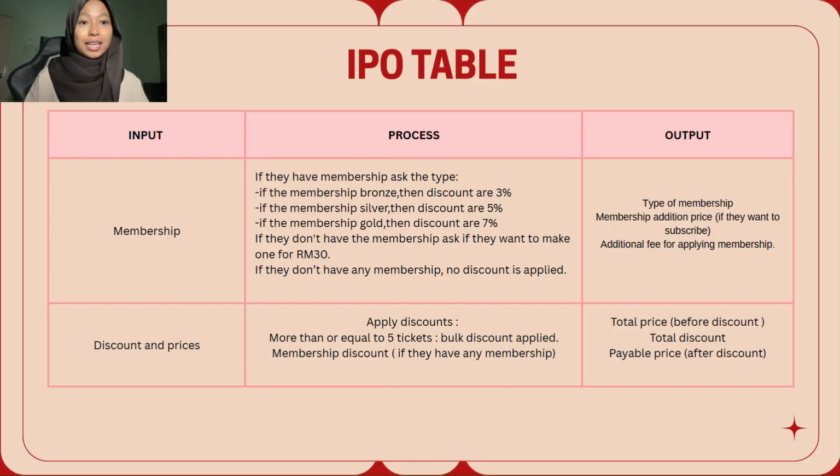Last but not least is input discount and price. For the process, the discount will be applied on orders that have more than 5 tickets, which we call the bulk discount. For the membership discount, it's only if they have a membership. The output is the total price, which is before discount, total discount, and payable price, which is after the discount.